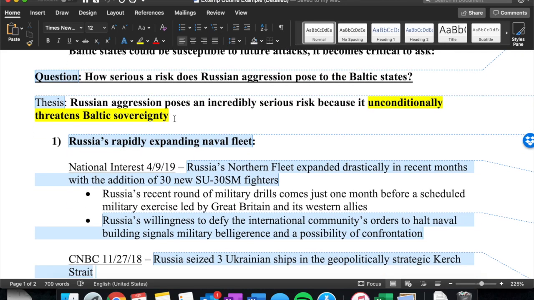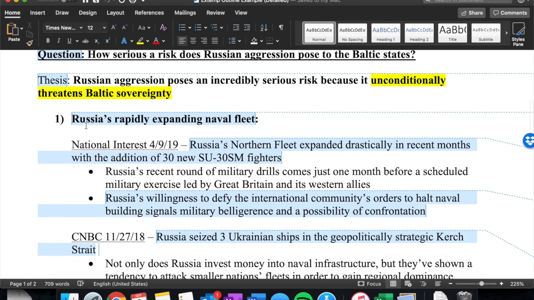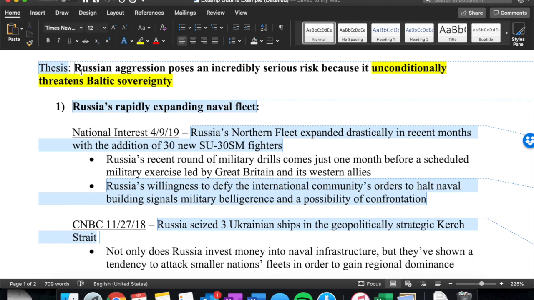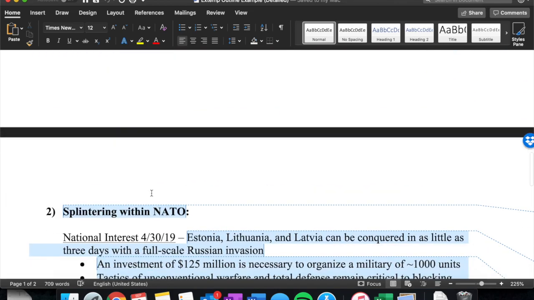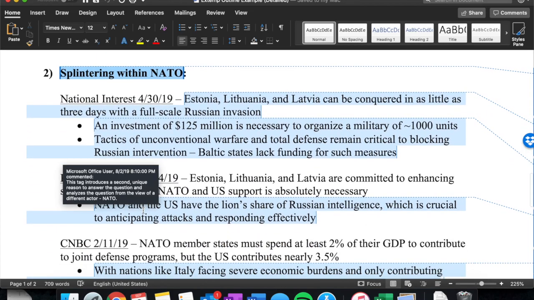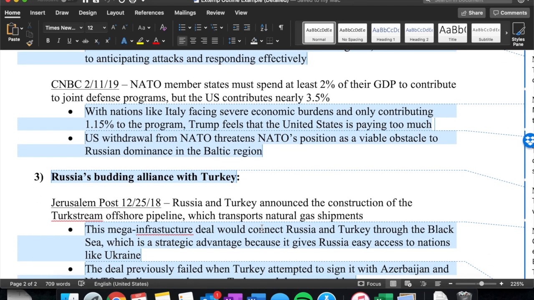He didn't put his subpoints in the thesis, but he obviously would have stated it within the speech itself. You can see here he says Russian aggression poses an incredibly serious risk because it unconditionally threatens Baltic sovereignty. So that's a strong controlling idea, right? And then he has three good subpoints here. The first one about Russia's rapidly expanding naval fleet, the second one about splintering within NATO, and the third about Russia's budding alliance with Turkey, I should say.